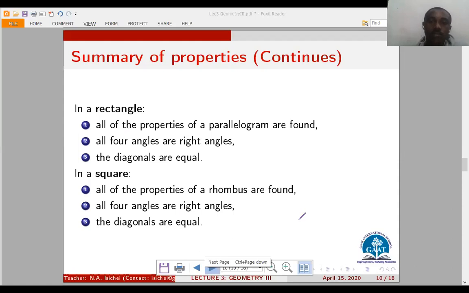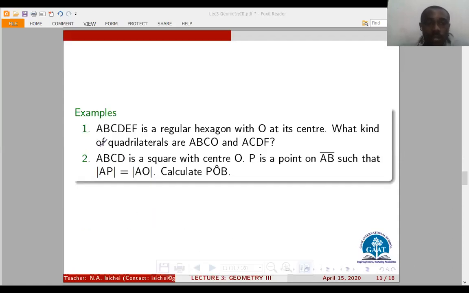Okay, next, let's look at some examples. Example 1 says ABCDEF is a regular hexagon with O at its center. Find what kind of quadrilaterals are ABCO and ACDF. Then 2 says ABCD is a square with center O. P is a point on the line segment AB such that the length of line segment AP is equal to the length of line segment AO. Calculate angle POB. All right, so I'll quickly show you the solution to those examples.